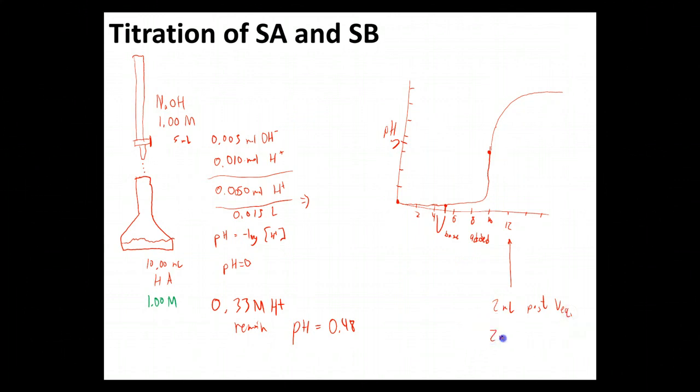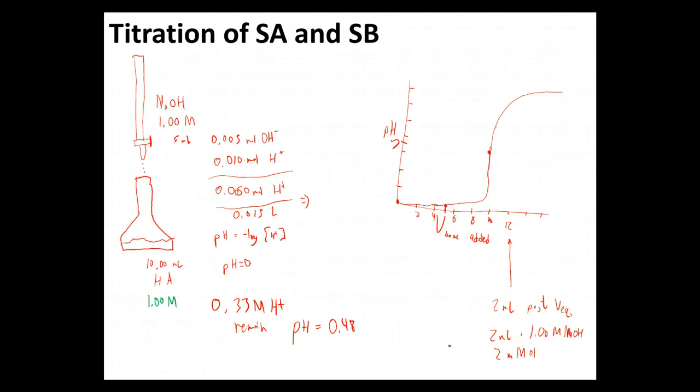So now we say, all right, 2 milliliters times my concentration of the NaOH. NaOH gets me, let's keep this simple, 2 millimoles NaOH. Now I just say, great, that's inside a total of 12 milliliters of volume, and I calculate my concentration of OH minus, then I calculate pOH and I calculate pH.